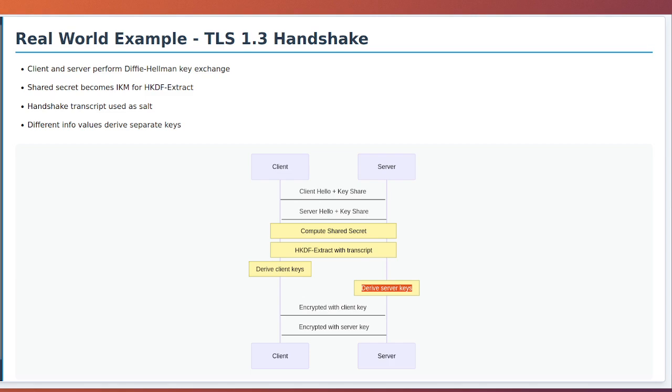By using different info strings at each stage, for example, client handshake traffic secret or server application traffic secret, TLS ensures that keys used for different purposes and different stages of the connection are cryptographically separated. This prevents cross-protocol attacks and provides clean security boundaries. The use of HKDF in TLS 1.3 is one reason why the protocol is considered more robust than earlier TLS versions.